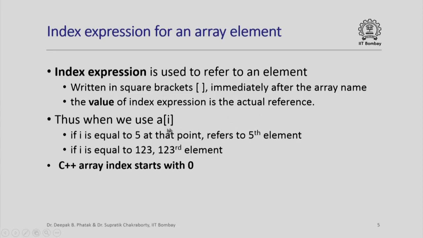For example, when we use a[i], if i is equal to 5 at that point, a[i] refers to the fifth element. If i is equal to 123, a[i] refers to the 123rd element. There is one hitch, however. Notice that in our discussion on arrays, we assume that the index will start from 1, 2, 3, 4. Unfortunately, the index in C++ always starts with 0. That means the very first element in the array is actually the 0th element, then the first element, second element, etc.